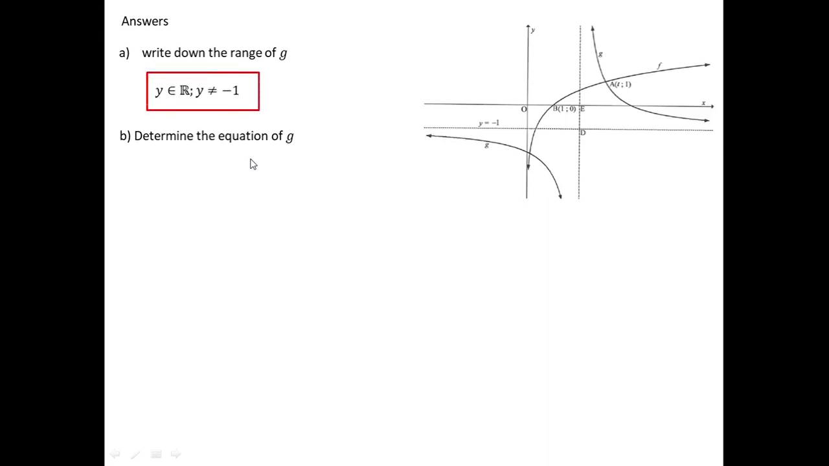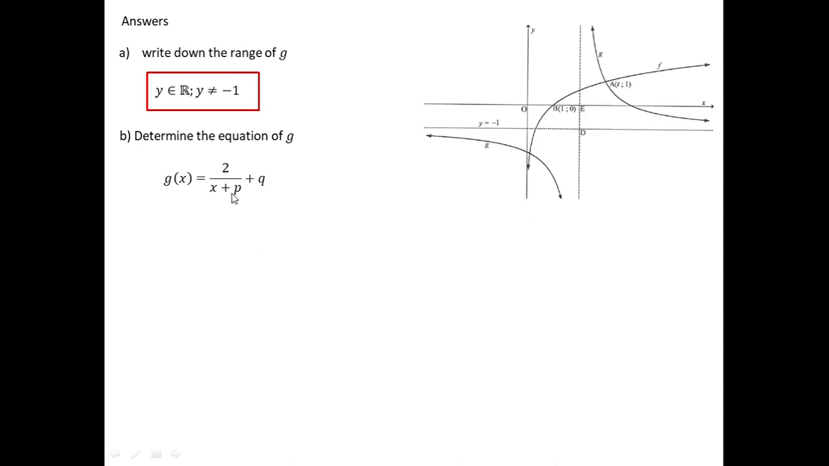Question B. Determine the equation of G. So G of x is our hyperbola. Now we were told in the question that its equation looked like that. So all we have to figure out is the asymptotes. Well, it's not much figuring out because our horizontal asymptote we're told is -1. So Q is the horizontal asymptote.